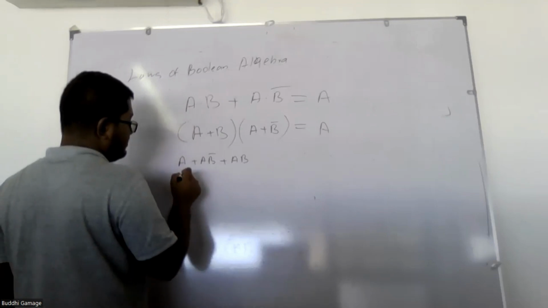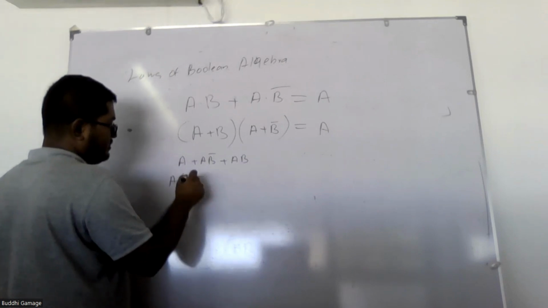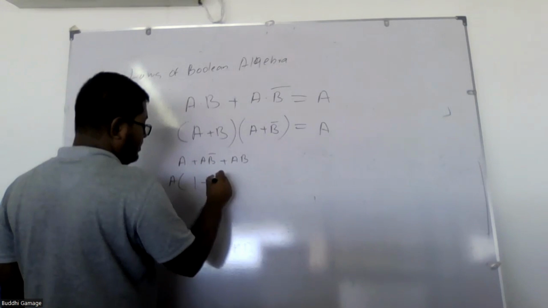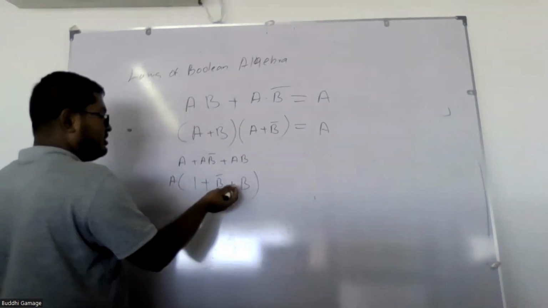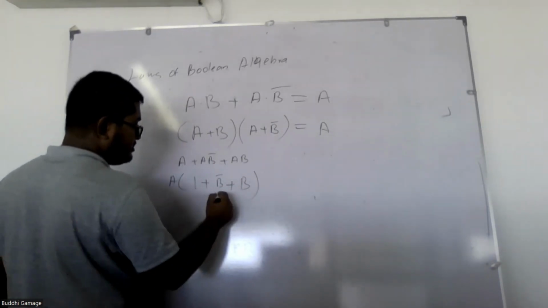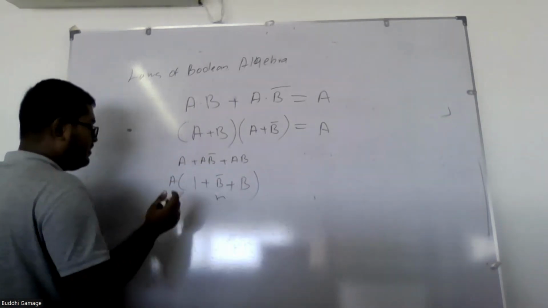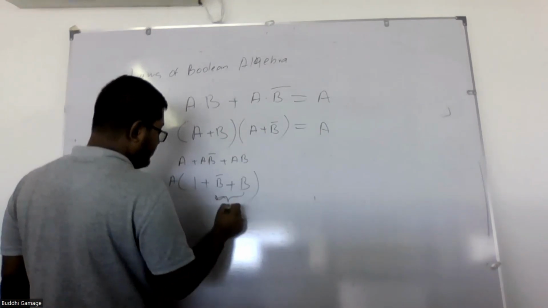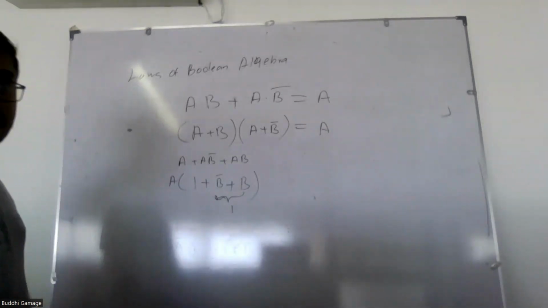If we take out A, then it is going to be 1 plus something. Take out A, then 1 plus B bar plus B. We do not need to reduce it any further, since this is 1 plus something. It's always going to be 1. So here also we can see 1 plus 1 is also 1. So it is going to be A.